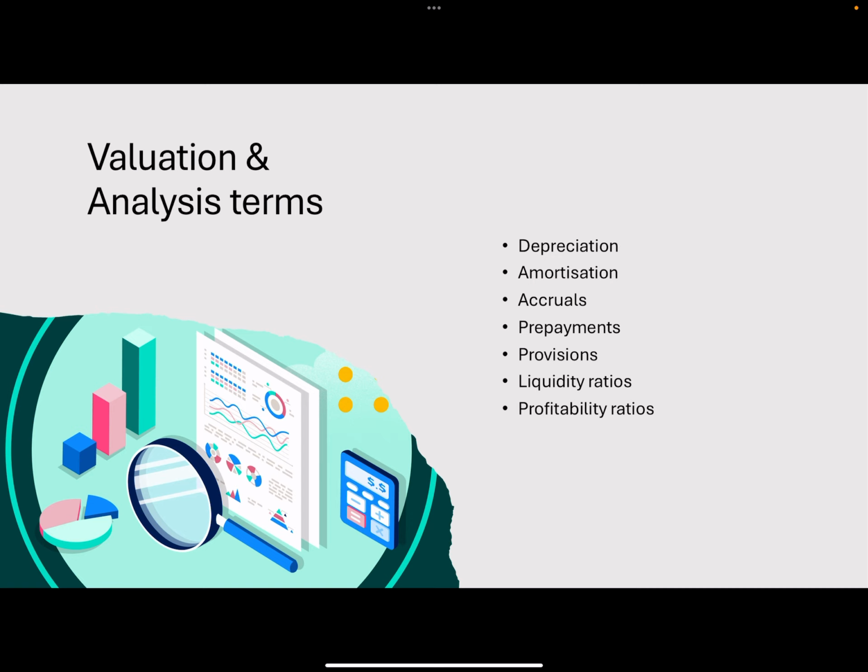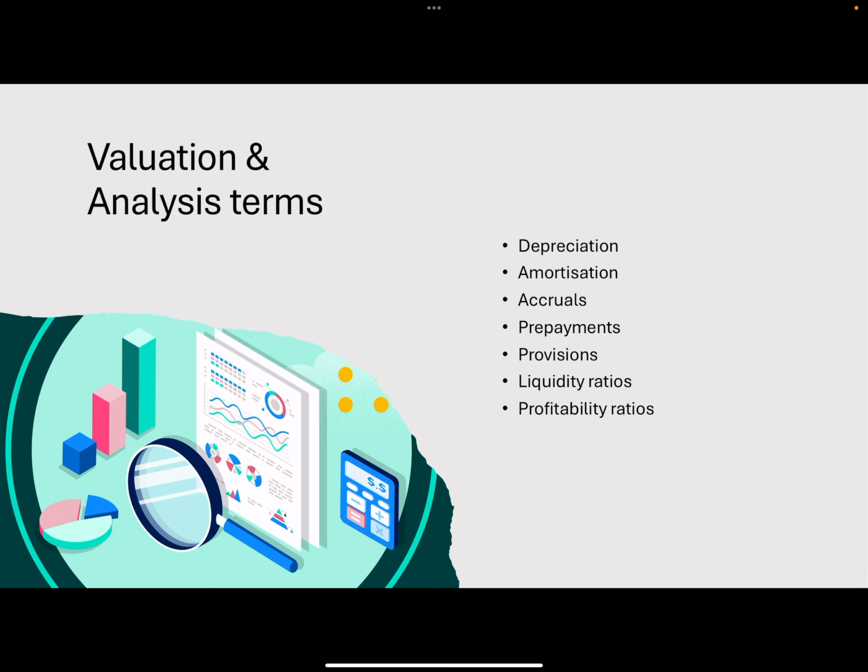GAAP and IFRS, which are the generally accepted accounting principles and the international financial reporting standards. There are audits, which are independent examinations of financial statements for accuracy and compliance. Taxable income, which is profit after adjustments as defined by tax law, not always the same as accounting profit. Deferred tax, which is temporary differences between accounting income and taxable income. And contingent liabilities, which are potential obligations dependent on future events such as lawsuits and guarantees.